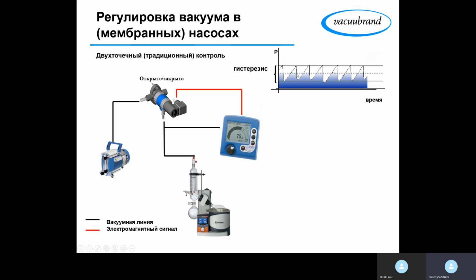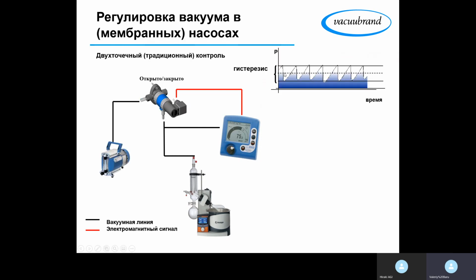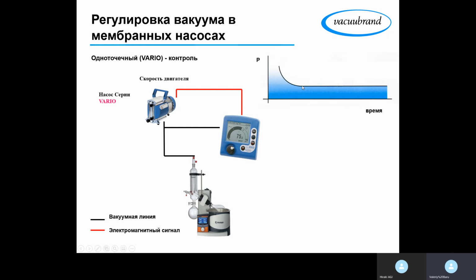Unlike here, where we have this kind of teeth, here we have a very smooth vacuum, because the pump works at a certain speed that will just compensate the leak rate. And another advantage, the second advantage, is that unlike here, we will always have the condensation continuously, because we are always running at 75 millibars, right?